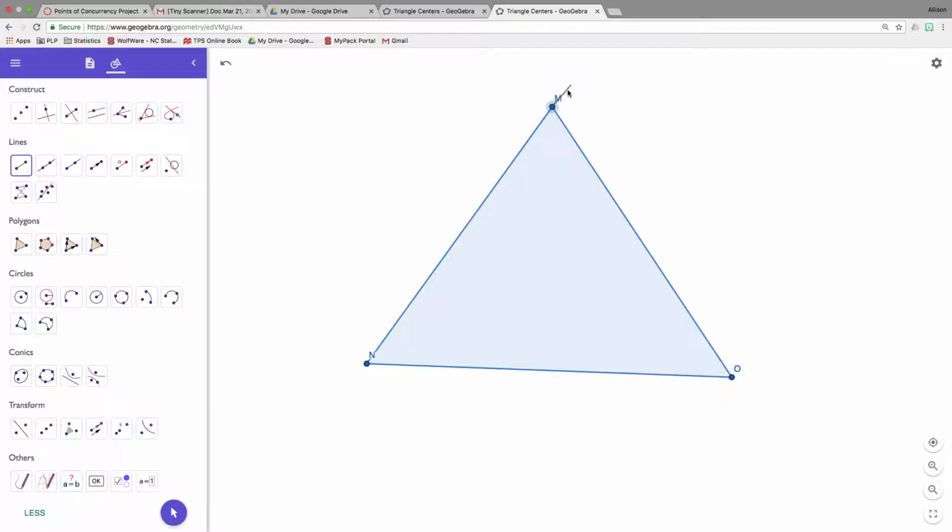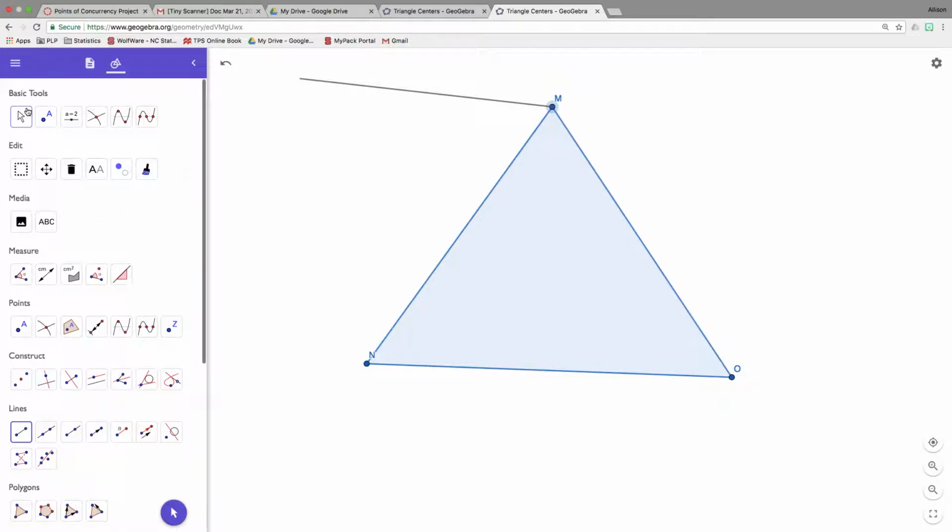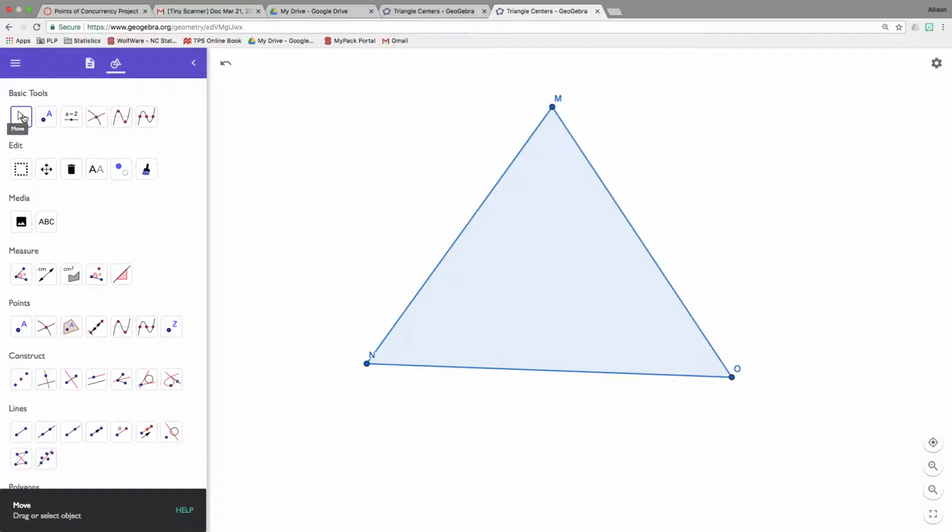So how can I use my GeoGebra tools to do that? We've actually used some tools earlier that could help us with this. We're going to have to mix a couple of these. What do you think, B? Perpendicular line. Alright, go to construct and highlight over these buttons and see what you see.